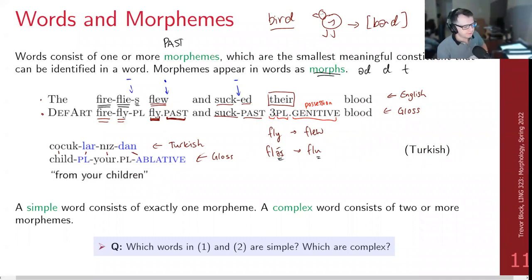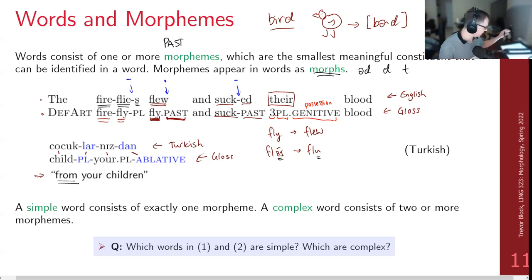Now, it's not easy to figure out the actual meanings of these things, so we're also given a translation. So we see child plural, your plural, ablative, and we're thinking, okay, what does that mean? Well, we're told it means from your children. Now, what you can do with this information sometimes is figure out what the different morphemes could mean. So you see ablative here, and you're probably thinking, well, what's ablative? What does that mean? And by looking at the translation, we might not get a completely accurate idea of what it means, but we can make a pretty good educated guess.